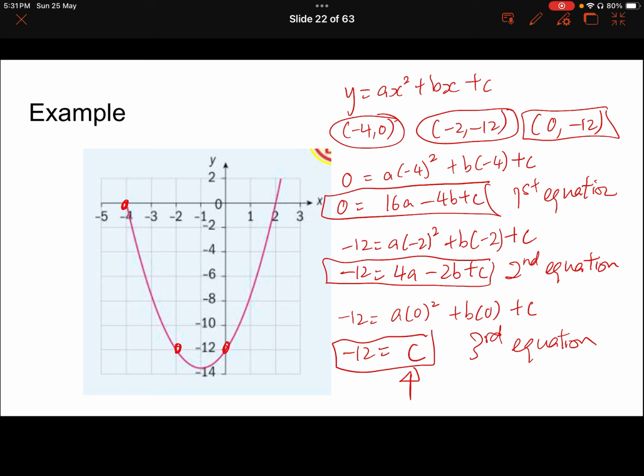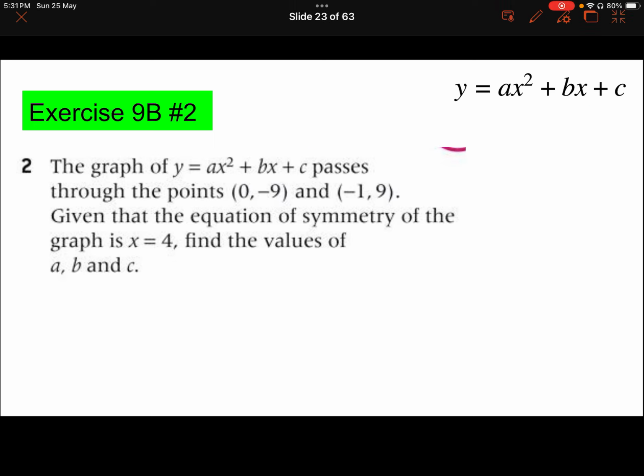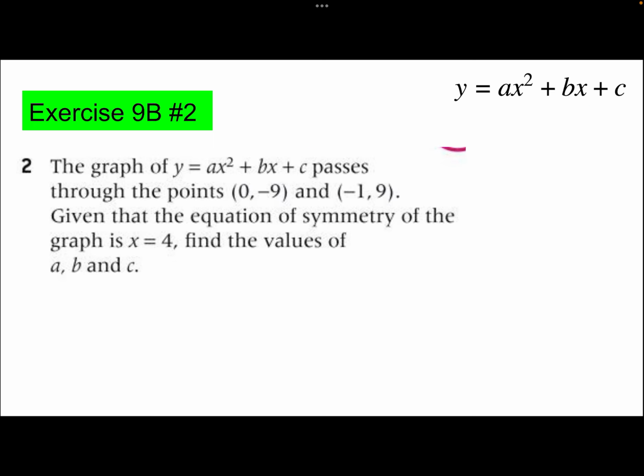But this is a very long way, so I would definitely encourage the first way if you would prefer to solve this, to find the equation of the curve. Now I'm just going to show you an example here on how we can actually do finding the equation of the graph with another scenario here. So let's just quickly run through this question.